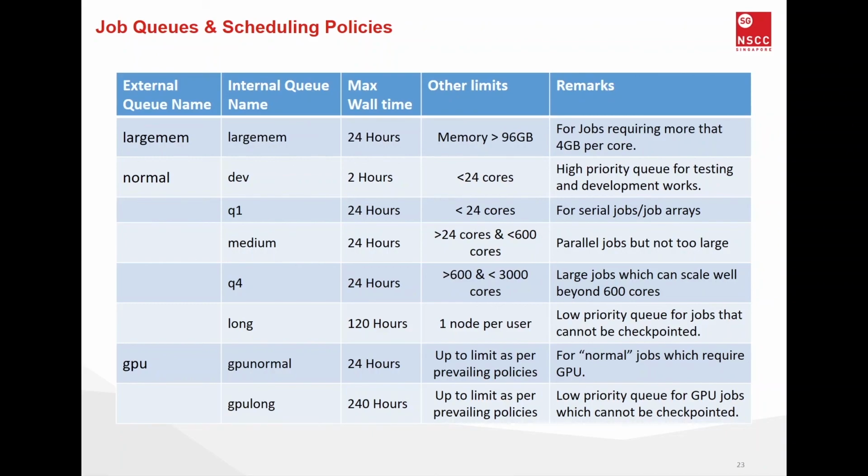Similarly, we have a standard limitation of a maximum of 24 hours for any given job. As an exception, a single node job can request more than 24 hours and less than 120 hours. Such a job will land in the long queue. These typically have lower priority.